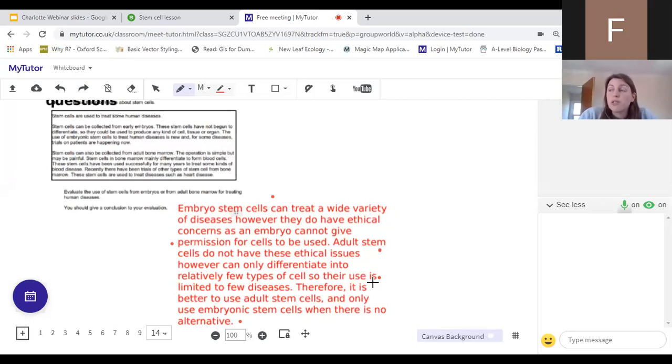For this question, you could have concentrated on one or the other, so embryonic stem cells or adult stem cells, and any reasoned conclusion from those you could have given as well. Okay. So that's the content that we have for today. I'm going to have a look at some more questions now.